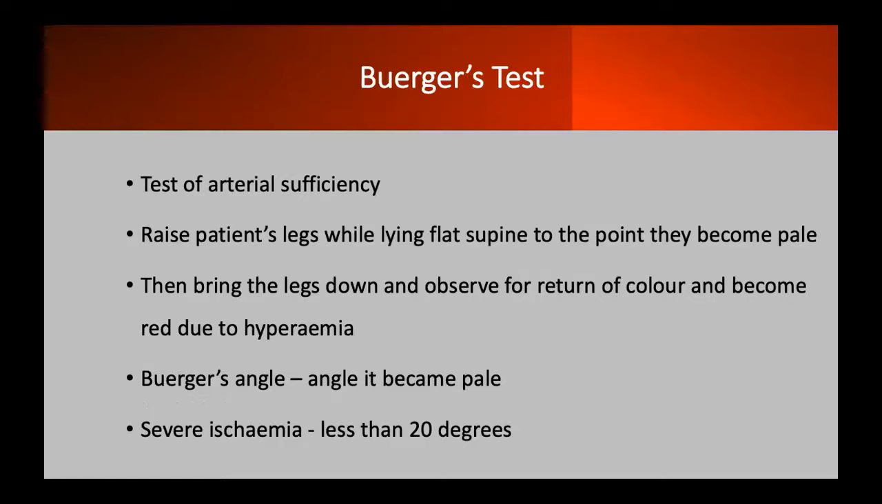So one test that's done on examination to assess for arterial insufficiency is Buerger's test. So you raise the patient's legs while they lie flat until the limb becomes pale. Then you bring the leg down and observe that the color goes back to normal, and then it becomes red because of the hyperemia that has happened. And Buerger's angle is the angle that the leg became pale at. So severe ischemia is when that angle goes below 20 degrees.